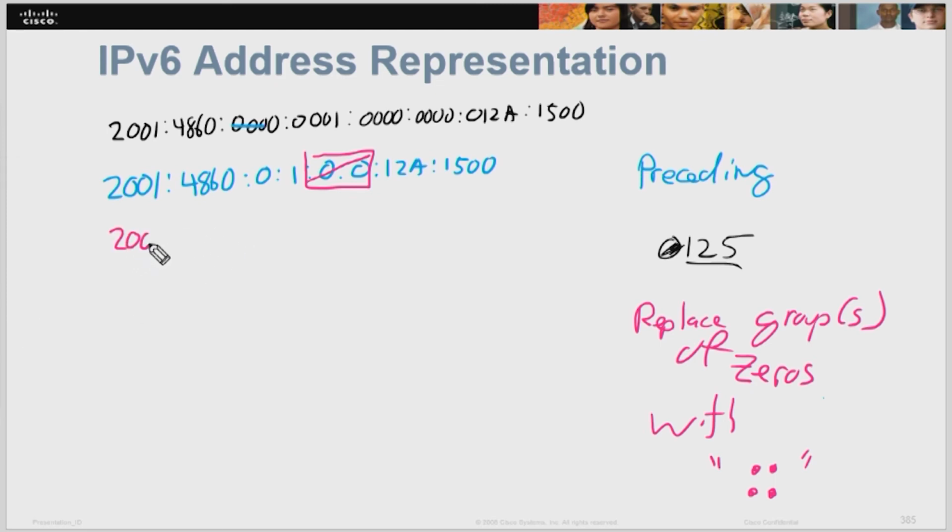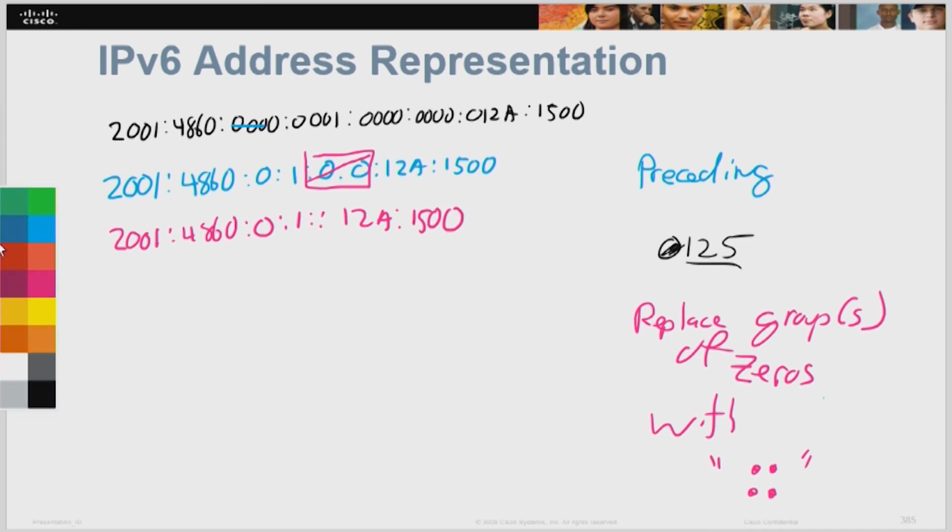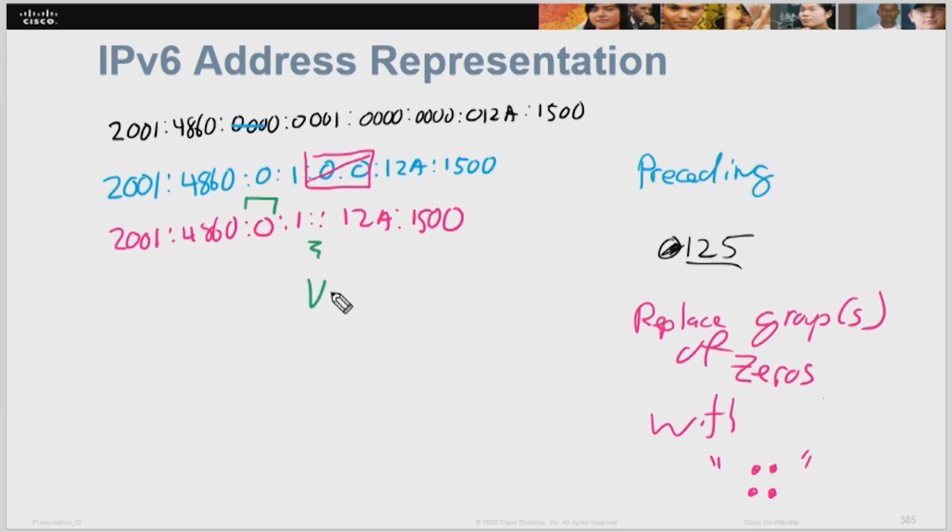So it's 2001 colon 4860. I cannot get rid of this 0 because I'm going to get rid of the other ones. Colon 1 colon colon 12A colon 1500. So in my first representation, for those of you who have it still written down if you want to look, I had left that 0 out. When you put it in, it wouldn't have thrown an error anywhere as far as the syntax goes because this double colon allowed me to fill in all those extra zeros, but they clearly would have been in the wrong spot.